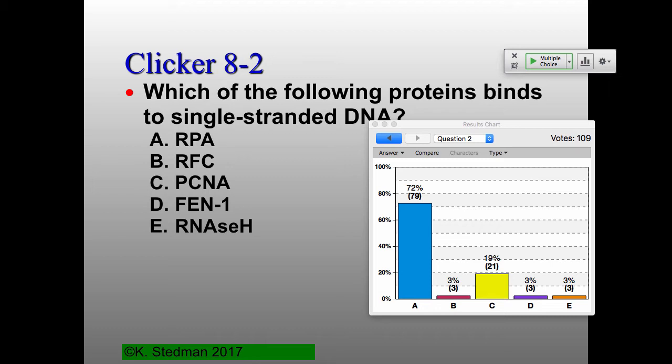The question here is actually a very good question, having to do with terminology. Is RPA a single-stranded binding protein? Yes, it is a single-stranded binding protein. But there's also SSB, from E. coli, and they would just call it SSB. So single-stranded binding protein from E. coli is another name for it. If you talk about SSB, that would be E. coli. RPA is for eukaryotes.